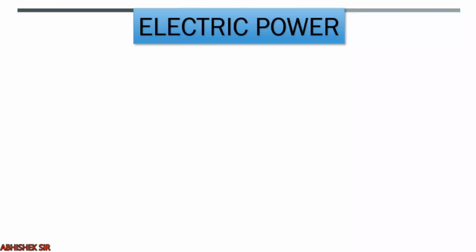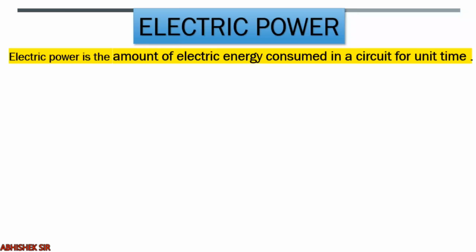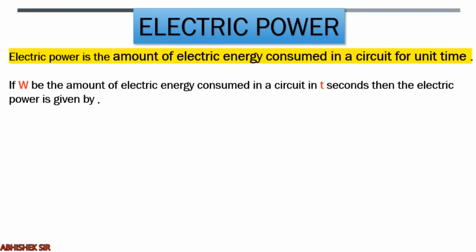Moving on to our last topic, that is electric power. Electric power is the amount of electric energy consumed in a circuit per unit time. If W is the amount of electric energy consumed in a circuit in T seconds, then the electric power is given by P equals W upon T.